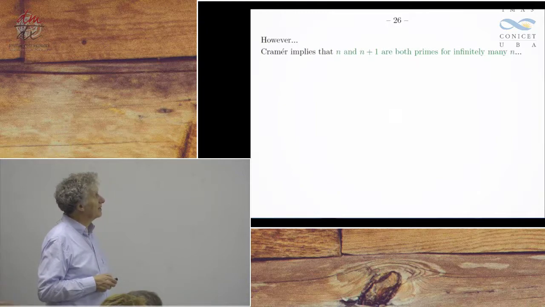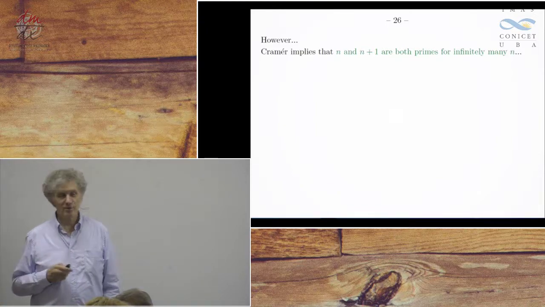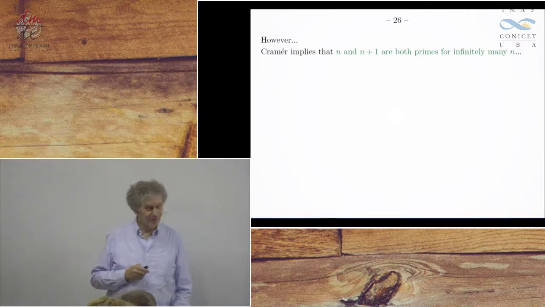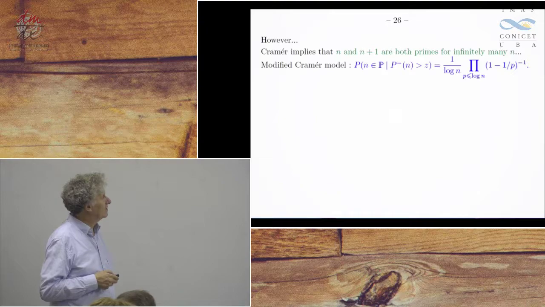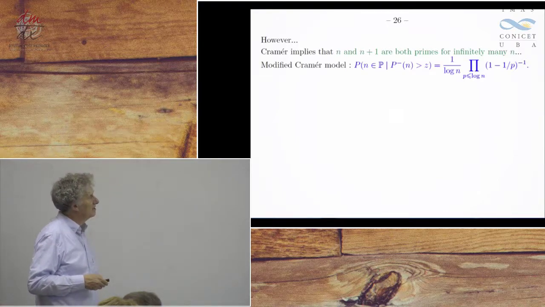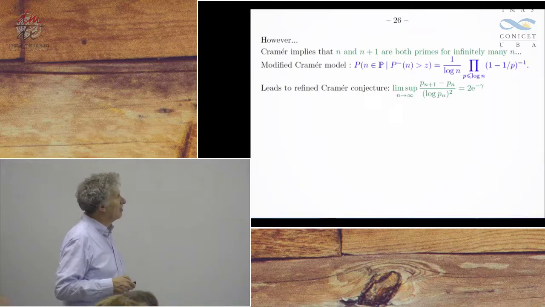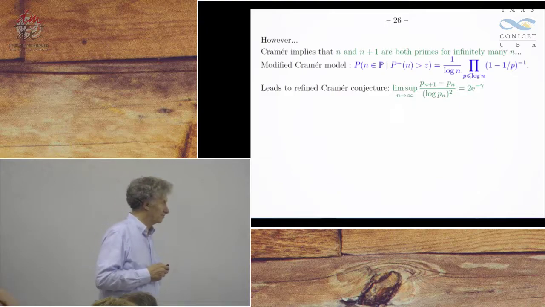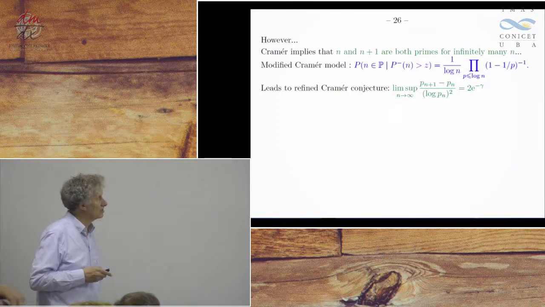However, Cramer's model implies that n and n plus 1 are both primes for infinitely many n, which, after a little thought, can be understood to be not true. So we have to modify the model to make it more accurate. And we modify it in this way so that the probability that a number is prime, knowing that all its prime factors are larger than some fixed number z, is equal to this. And with this model, this leads to the refined Cramer conjecture about the distance between consecutive primes, which is the current conjecture for consecutive primes.